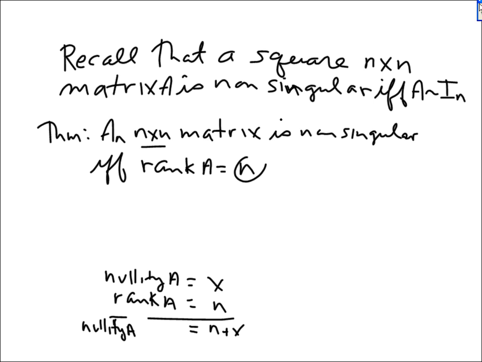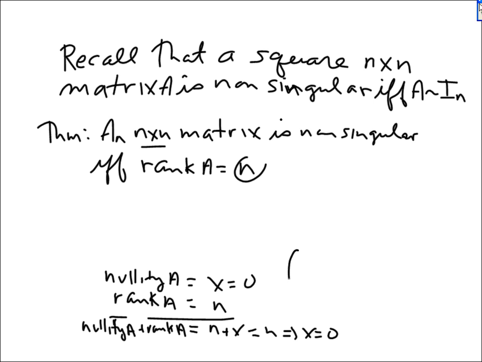I get nullity of A plus the rank of A. But that's supposed to equal n. This is supposed to equal n, for x is 0. Okay, there are no rows of zeros. There are no rows of zeros.